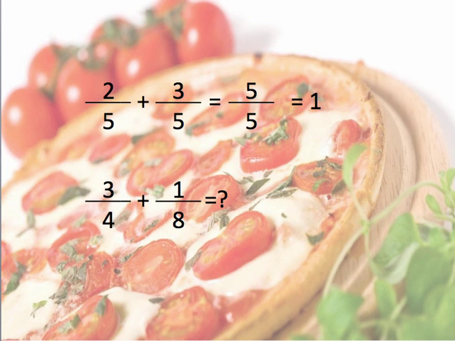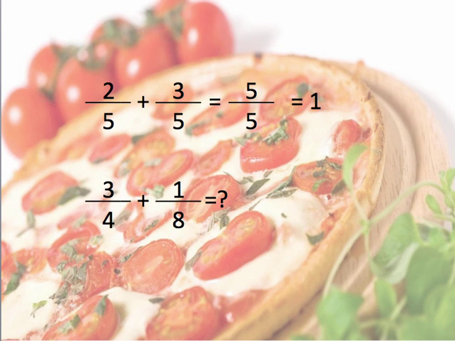Let's look at a fraction like this, where we have a like denominator to begin. 2/5 plus 3/5 equals 5/5. In this problem, we know that we can simply add 2 plus 3 because they have the same denominator. But if we look at the next one, these two have unlike denominators. So what should we do?